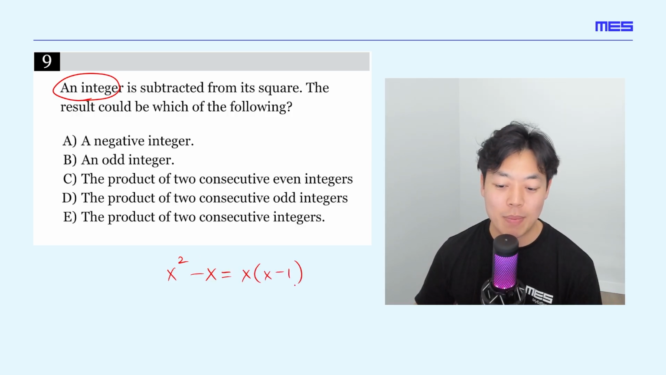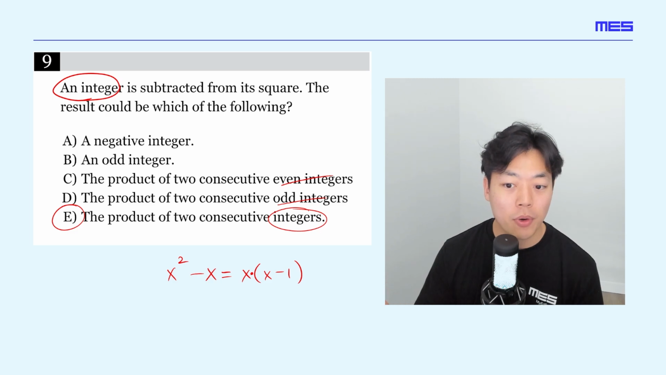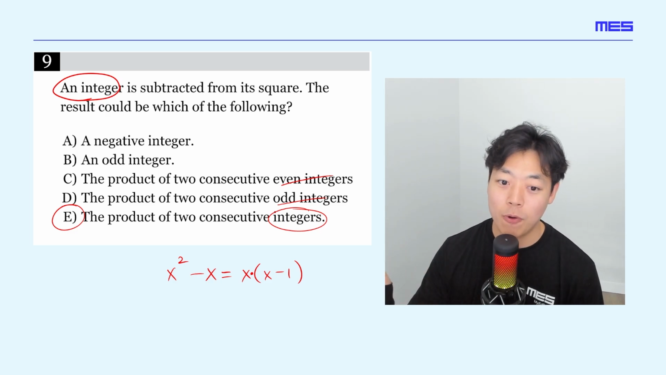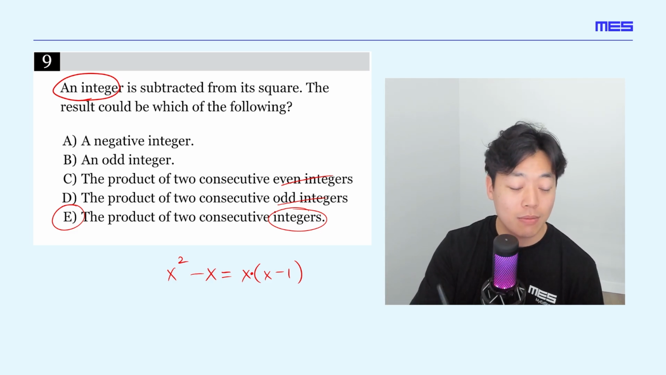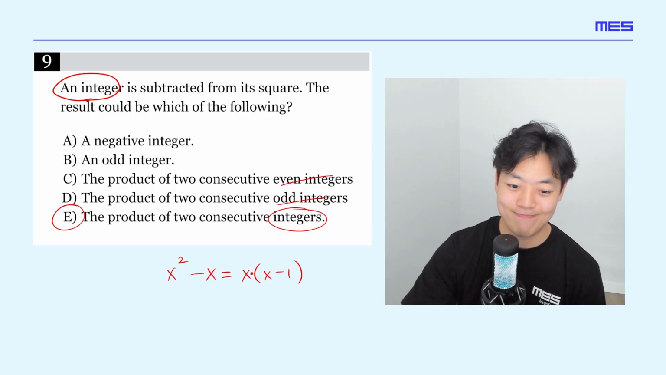We have x times x minus 1. What do you notice about these two numbers? It is a product, and it is a product of 2 consecutive, not just even or odd integers, but just integers in general. Reminder that an integer is any whole number, like 1, 2, 3, 4, but also negative: negative 1, negative 2, negative 3, negative 4, including the number 0.